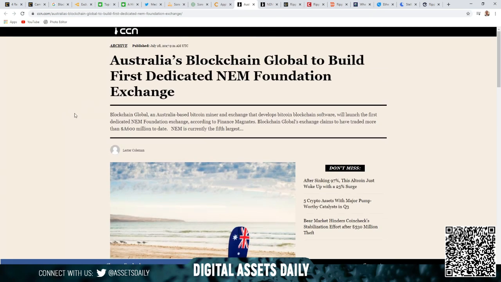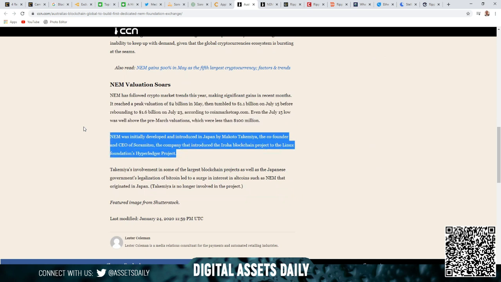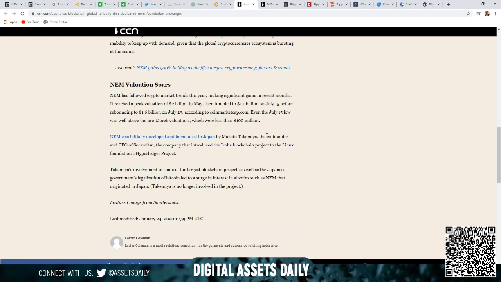Kind of a change of pace, but not really, because when you go down, here's where it gets very interesting. You start finding the spider web. As Brad Garlinghouse has stated, it will take a few of these companies to make this new financial system successful. NEM was initially developed and introduced in Japan by Makoto Takamiya, the co-founder and CEO of Soramitsu, the company that introduced the Iroha blockchain project to the Linux Foundation's Hyperledger project.